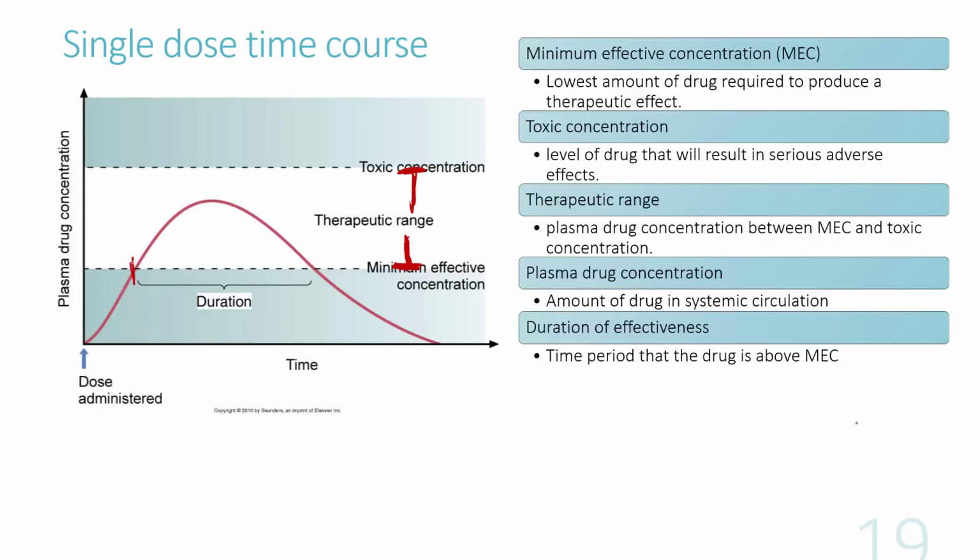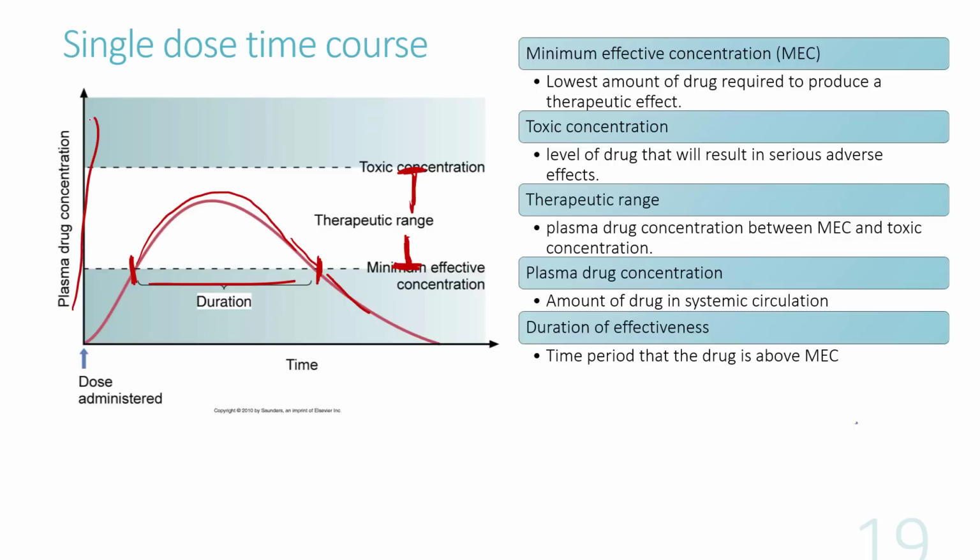Now, the length of time that the drug is effective is called the duration of response. So it's from when it reaches minimum effective concentration to just before it drops below minimum effective concentration. So this is the duration of effectiveness.